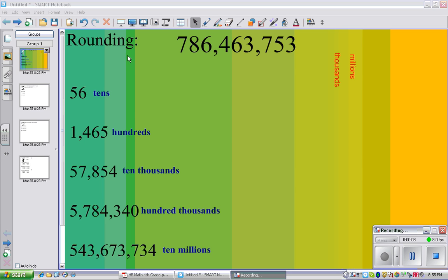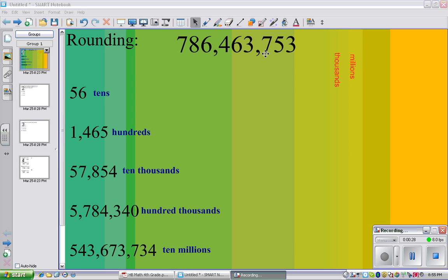In order to accurately round, we have to first know our place value. As you can see, we have a rather large number here. For many kids, this number would be hard to read, but it is not hard to read once you know the pattern. The pattern of place value is a simple ones, tens, hundreds pattern.